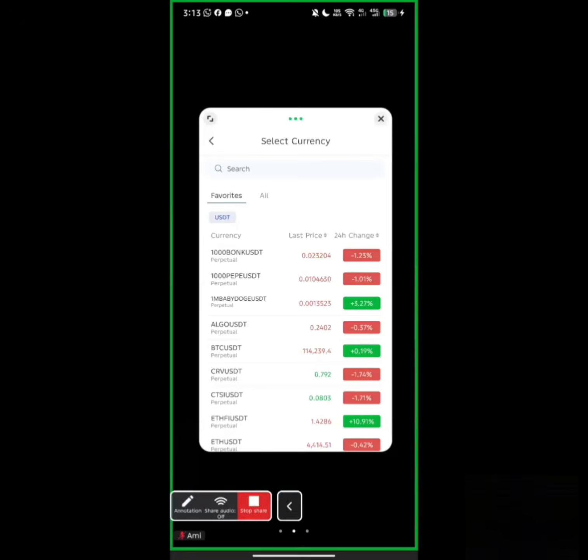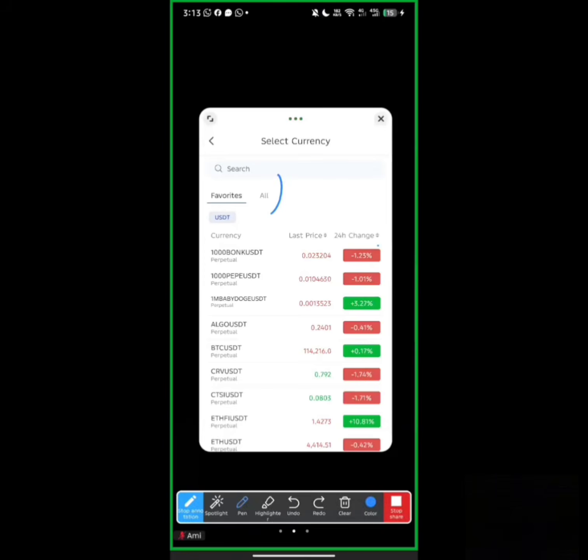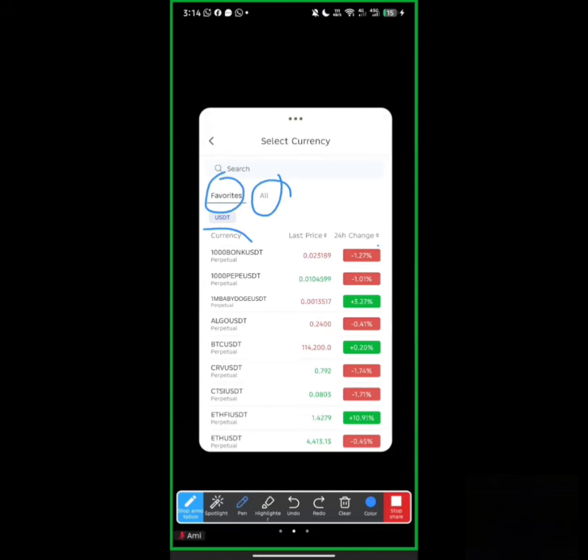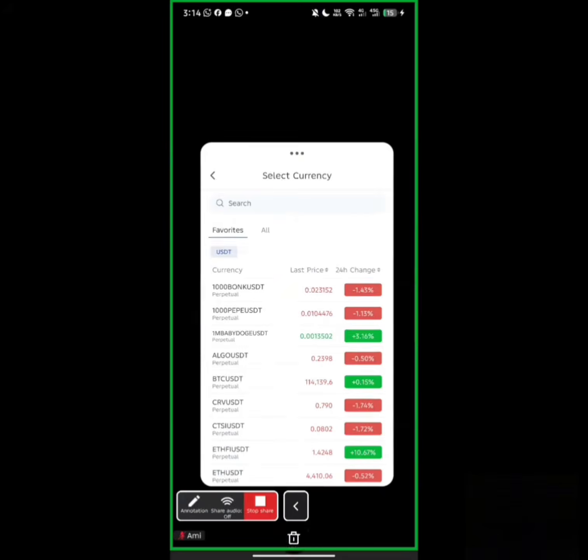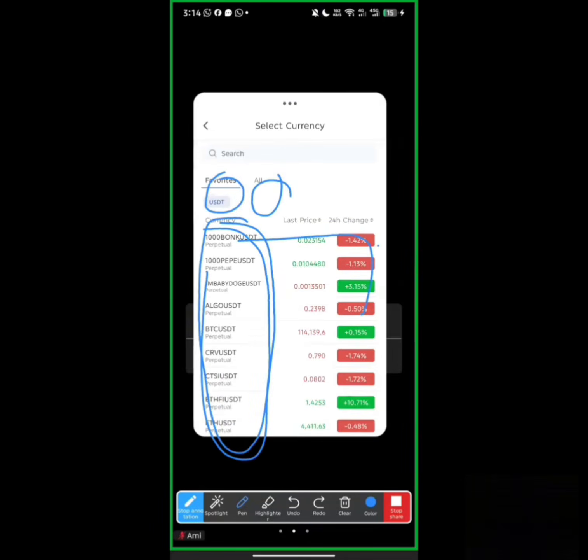And you click on all. After clicking on search, you click on all here, so that you can search from all the coins. These are my favorite coins, the coins that I have traded before. If you start trading, then your favorite coins will start to load up. You start to have coins in the favorites. But if you're new, you're not going to have any coins in the favorites. So you have to click on all. You have to come here. You click on all.